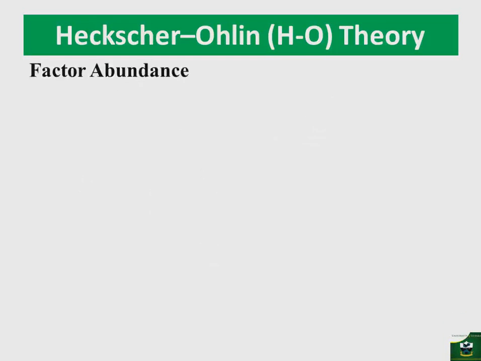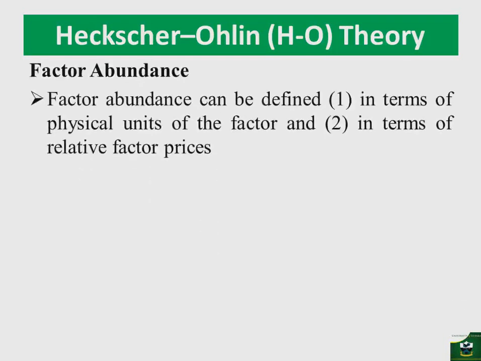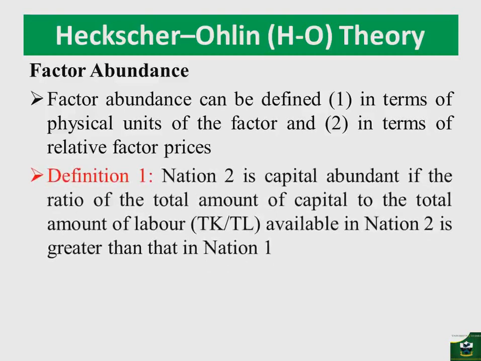Let's turn our focus to factor abundance. So factor abundance can be defined in two forms. We look first at the form of the physical units of factors used in the production process, and then we also define factor abundance in terms of the relative factor prices of the units used in the production process. Let's take the first definition, the physical units.